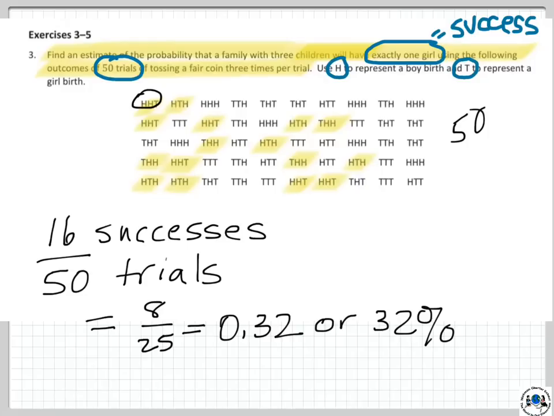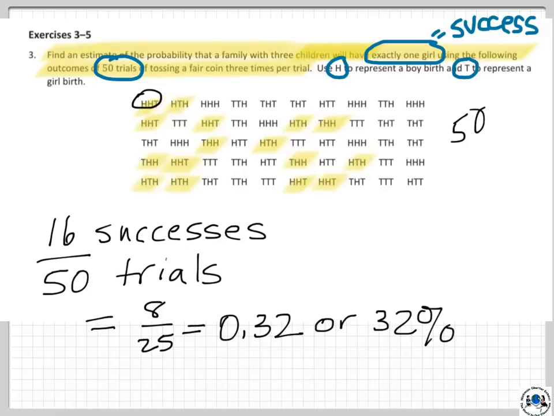So based on what you found here, would you consider it likely that a family with 3 children will have exactly 1 girl? From your own experiences, how many families do you know who have 3 children and exactly 1 girl? Well, my family has 3 children, exactly 1 boy, which was me.